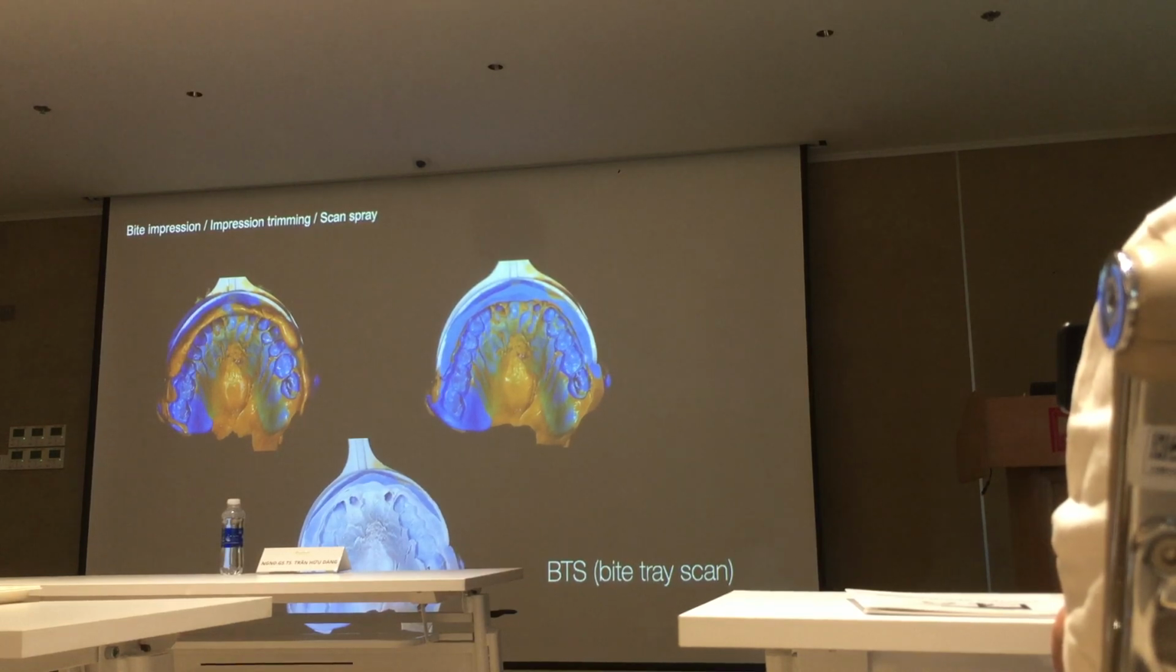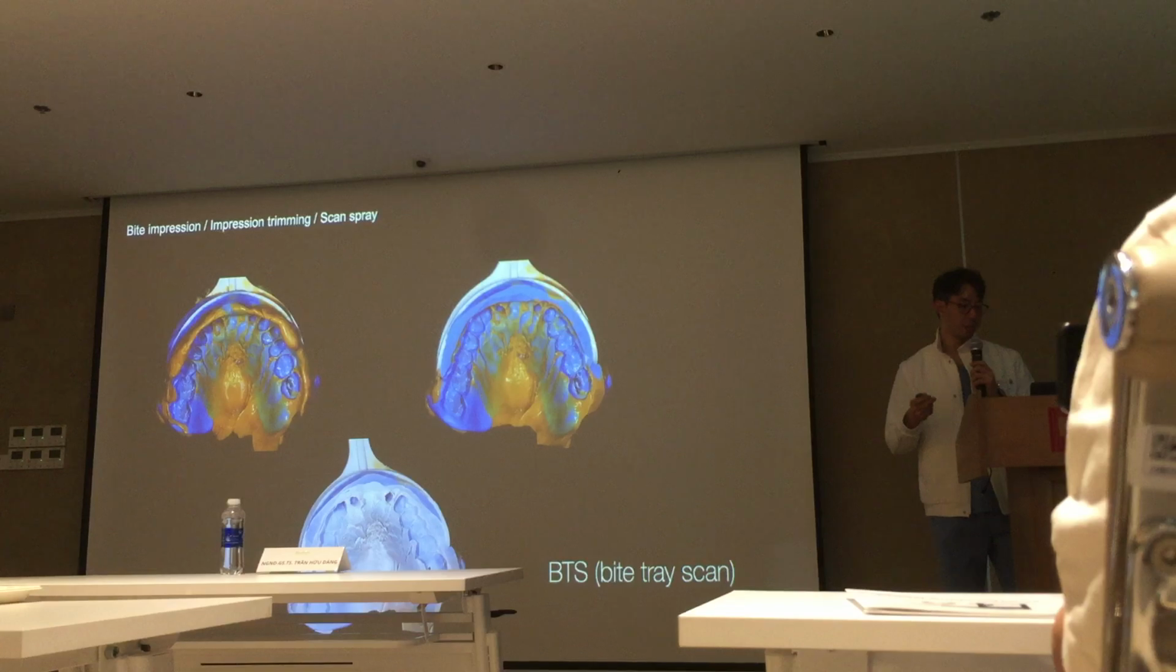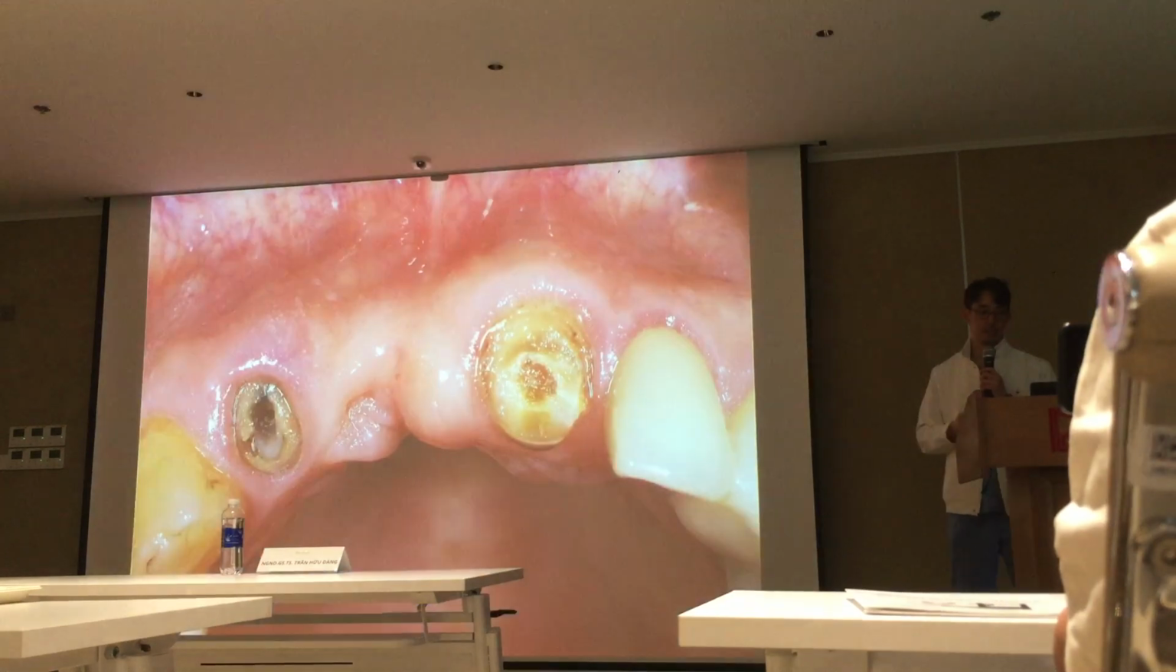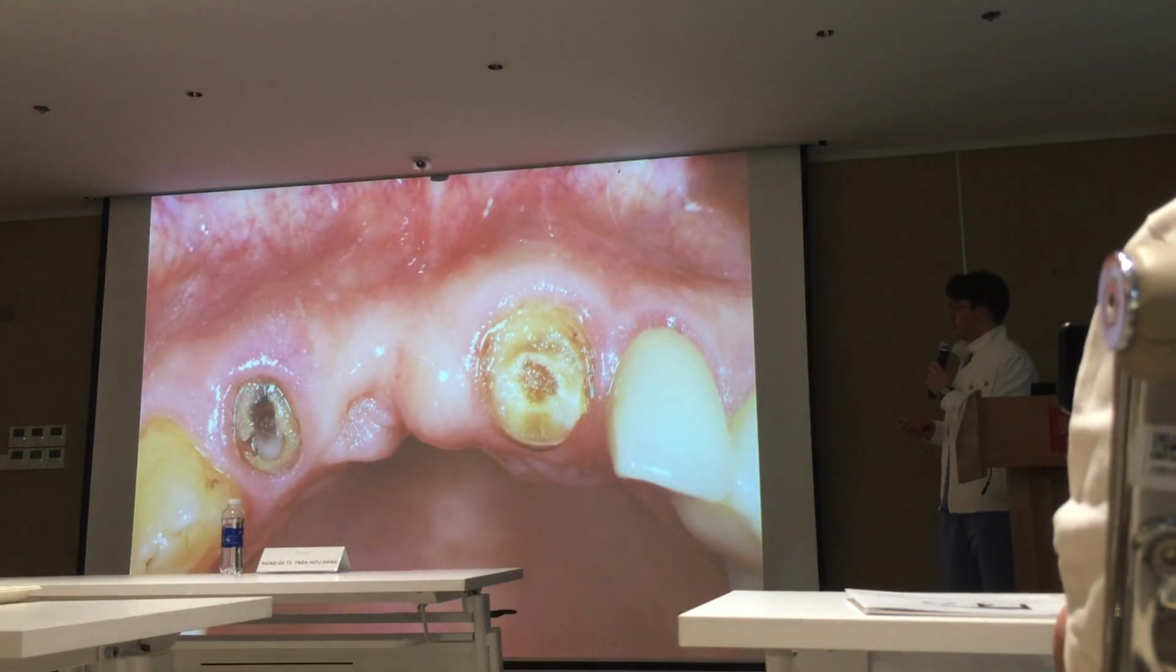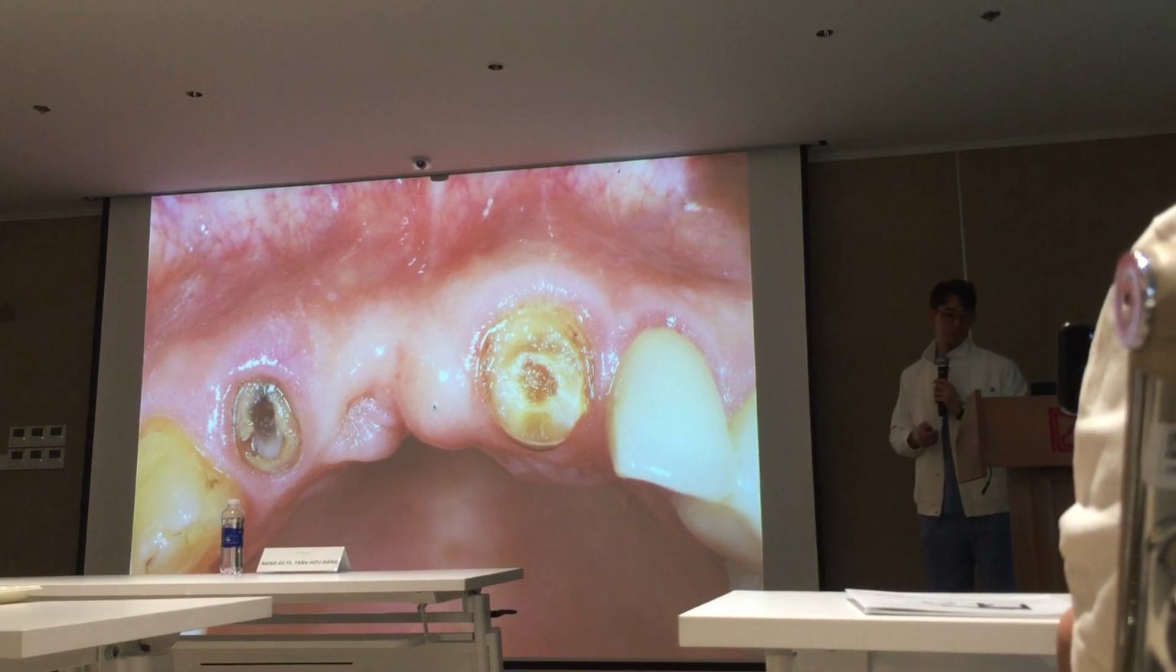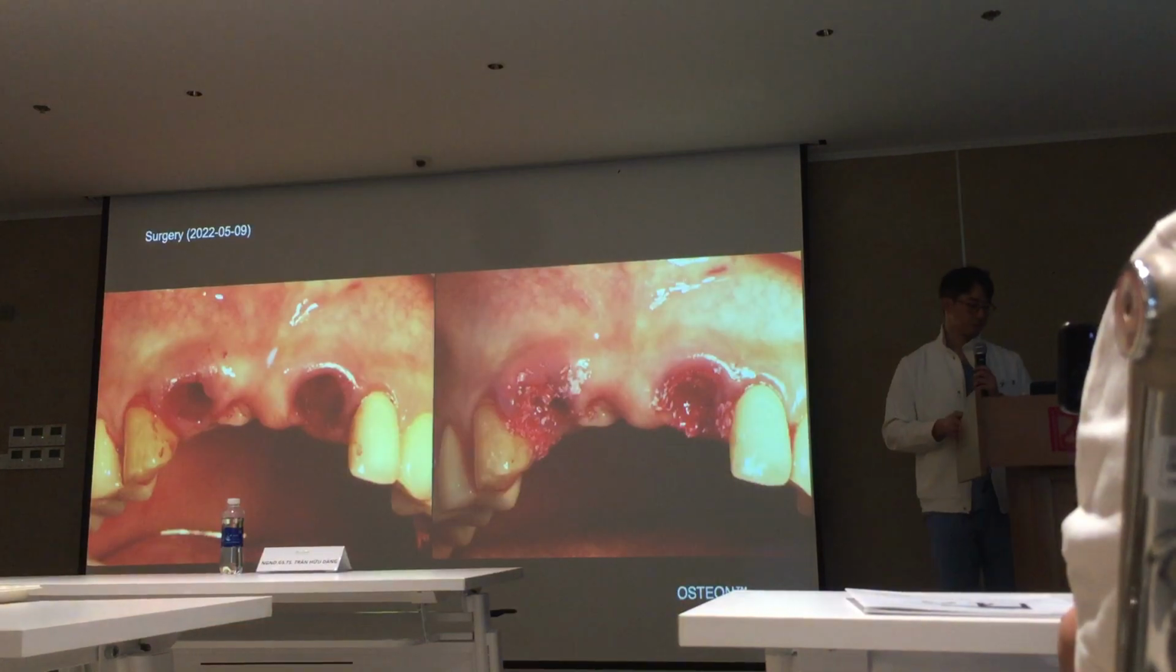Tôi đã chế tác ra cái bite tray scan. Đây là một công cụ hiệu quả trong những trường hợp lấy dấu khó. So let me show you, it's a different case, but let me show you what the BTS is. Tooth number 12 and number 21 were bad, and we need to extract those two teeth out.